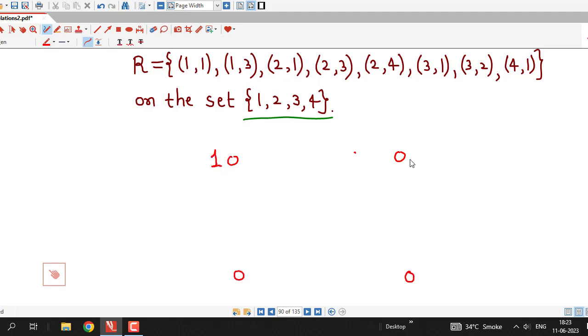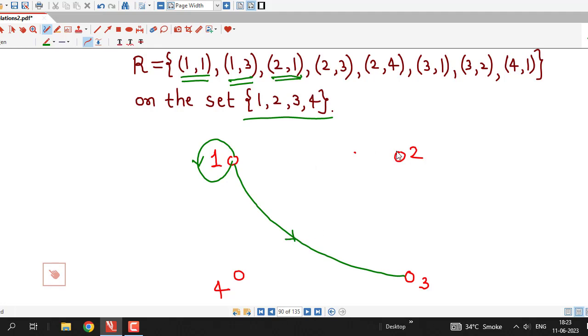So here I am taking 1, 2, 3 and 4, and I have to consider each and every ordered pair which is present in the relation. 1 is related to 1, that means there is a loop at this vertex. Then 1 is related to 3, so there is an arc from 1 to 3, or there is an edge between 1 and 3. Then 2 is related to 1, so I have to draw an arc starting from 2 and ending at 1, 2, 1. Then 2, 3, so there is an arc between 2 and 3.